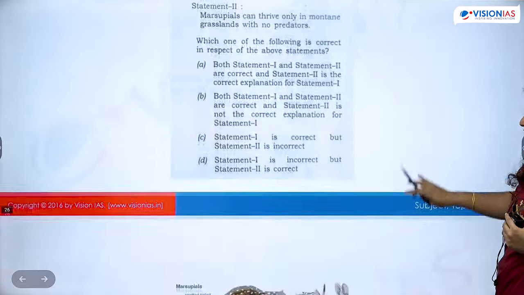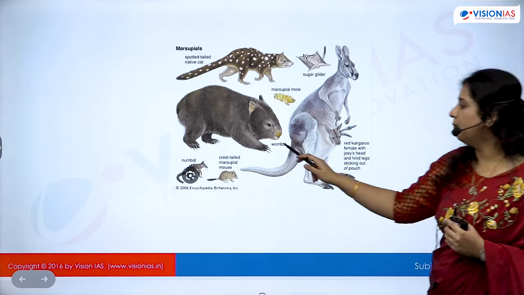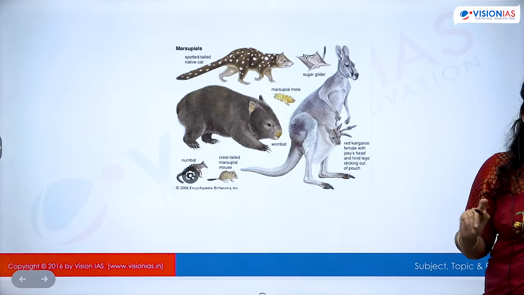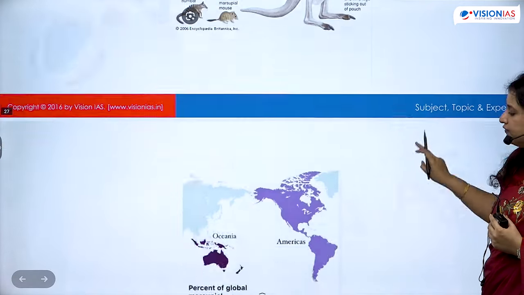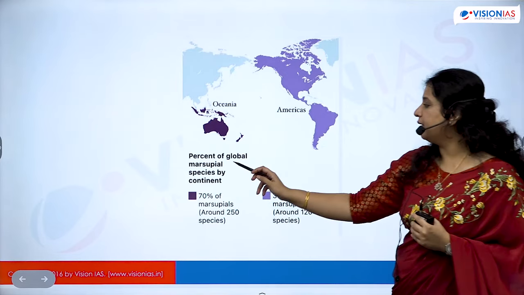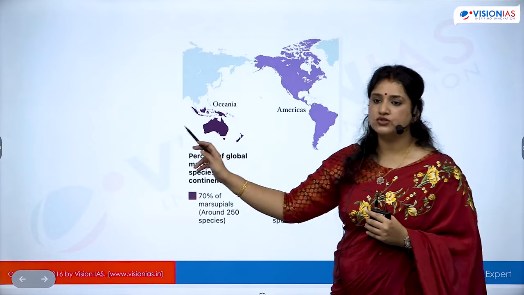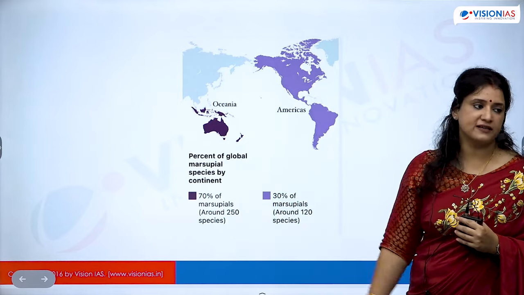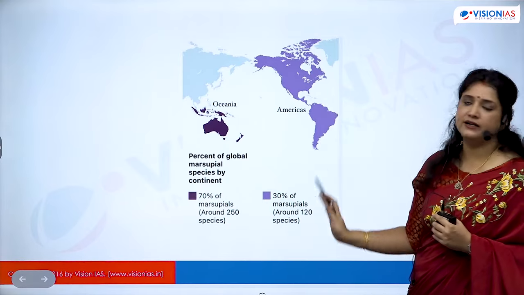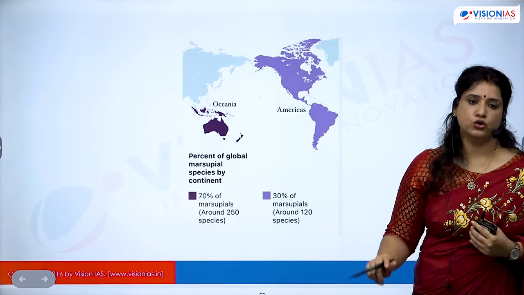Now just take a look, these are the kind of marsupials. See, this kangaroo, wombat, spotted tailed native cat, these are some of the marsupials. And marsupials are only found in these areas of the world. 70% of the marsupials are found in this region, Oceania, that is Australia and New Zealand and other Pacific islands. Okay, 30% are here in America also. But 70% are in Oceania region.